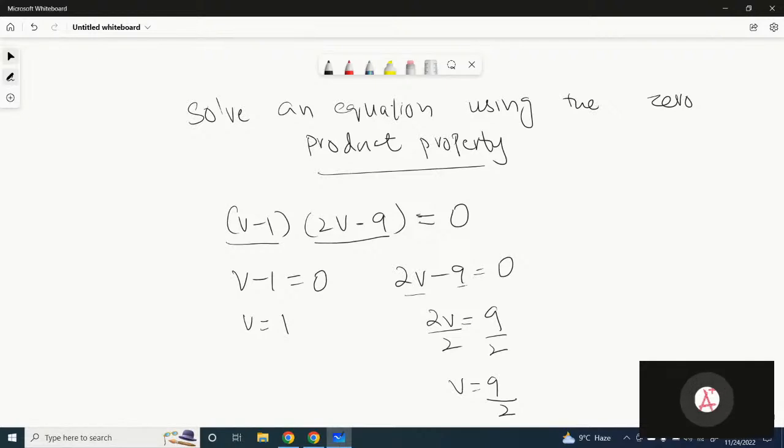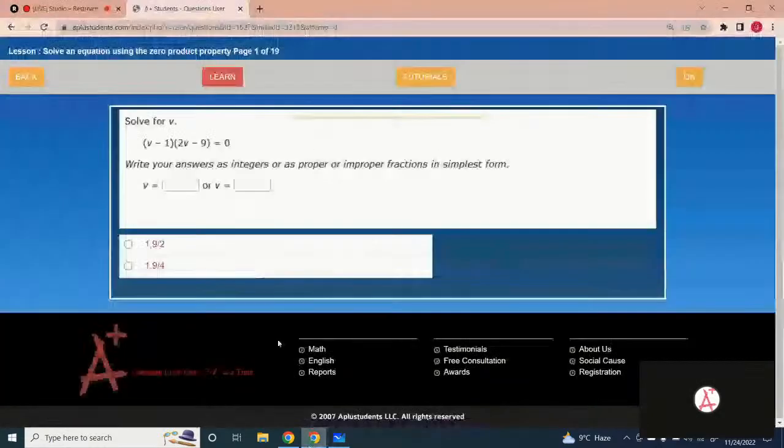If the product equals 0, that means v minus 1 equals 0 and 2v minus 9 equals 0. Got it? So just equate them with 0 and find the value of the variable. If you have any question, please write the question in the chat box. I'll answer all your questions. Got it? So it would be 1 and 9 over 2. Just select the correct option and click on the OK button.